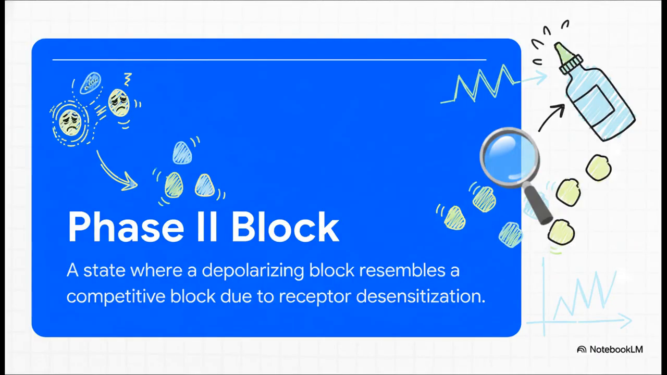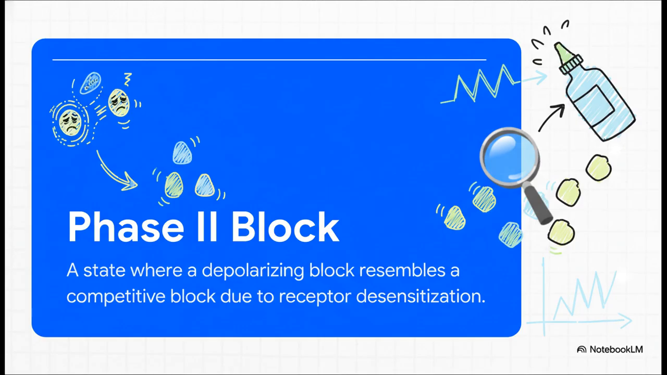Now for a concept that is a little bit tricky but very high yield for your exams. Phase 2 block. You see, if you give a depolarizing drug like succinylcholine for too long or in very high doses, something strange happens. The receptor basically gets tired. It becomes desensitized. And what's the result? The block starts to look and act just like a competitive block. You'll start to see fade when you monitor it, which we'll talk about next. So please grasp this concept.